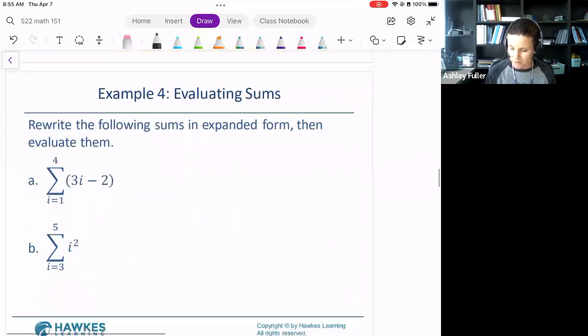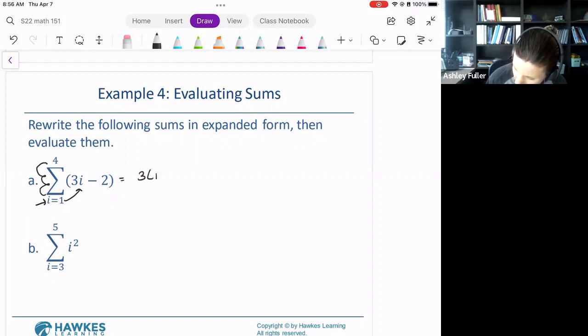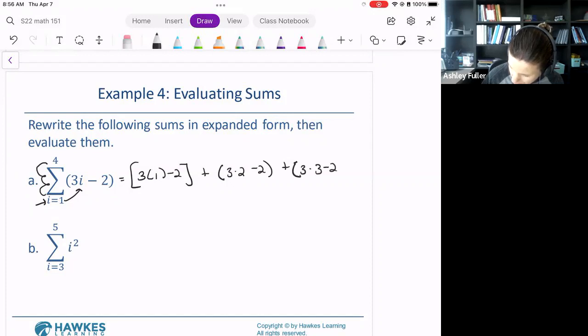So let's look at an example here. If we want to write these sums in expanded form, notice here that we are adding terms 1, 2, 3, and 4 of this sequence. And so what's happening is we're going to replace i each time with the next consecutive integer. I like to think of it as a ladder. I'm starting at 1 and I'm climbing up the ladder until I get to 4. So this becomes 3 times 1 minus 2, plus 3 times 2 minus 2, plus 3 times 3 minus 2, plus 3 times 4 minus 2.